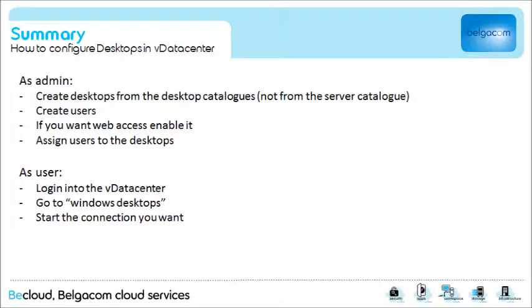So in summary, how do you configure desktops in vDatacenter? As an admin, you create the desktops, you create users, you enable the access on the correct machines. And as an end user, again, you log in onto the vDatacenter, you go to the Windows desktop tab, and there you get an overview of the machines you can start with the appropriate protocols.